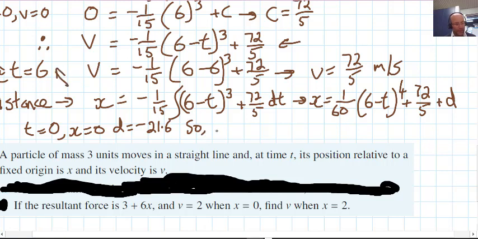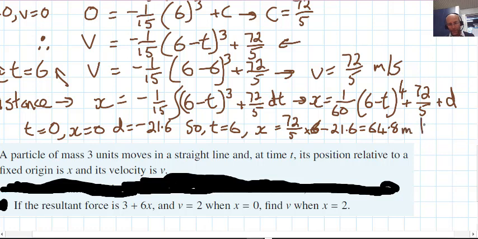We have a substitution to do. So x will equal 72 over 5 by 6 minus 21.6. So 72, so that's a positive 6, by the way. It looks like a negative, it's a positive 6. Take away 21.6, and we get 64.8, and that's meters travelled.